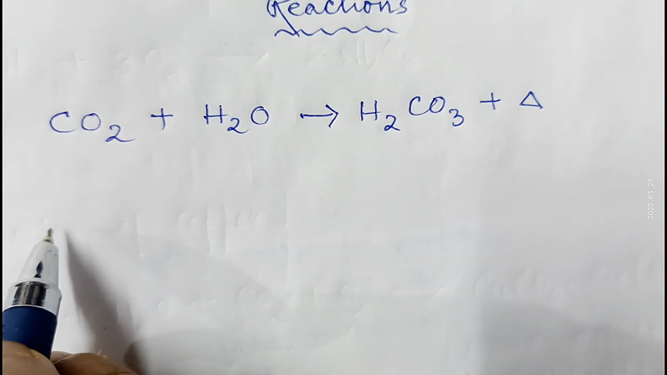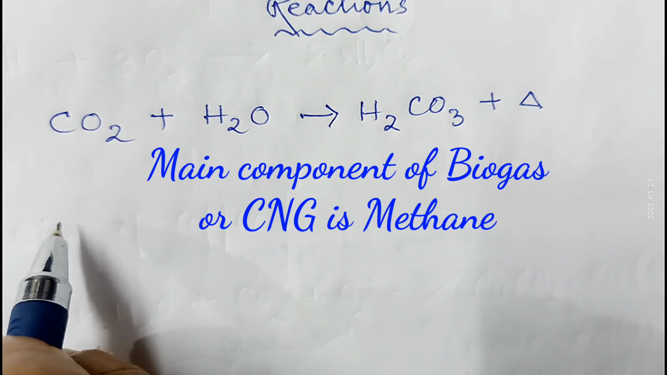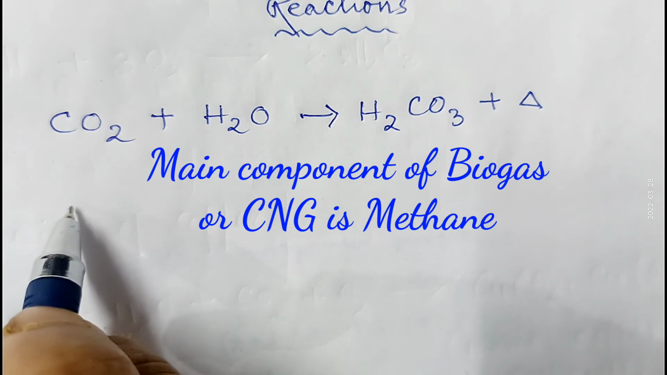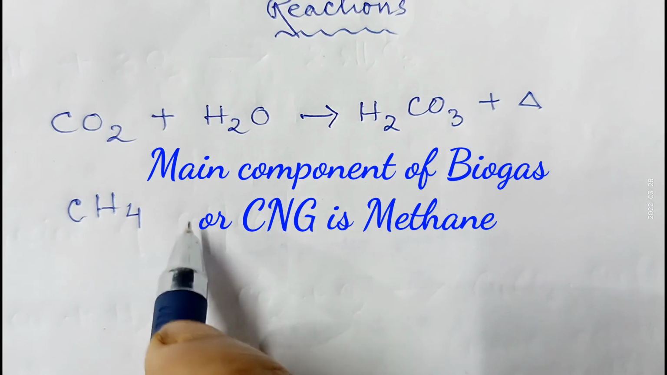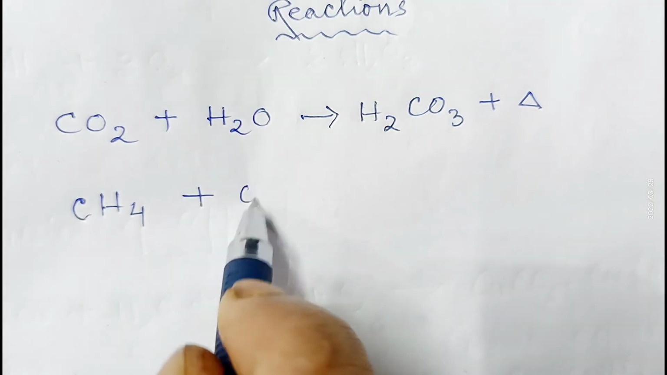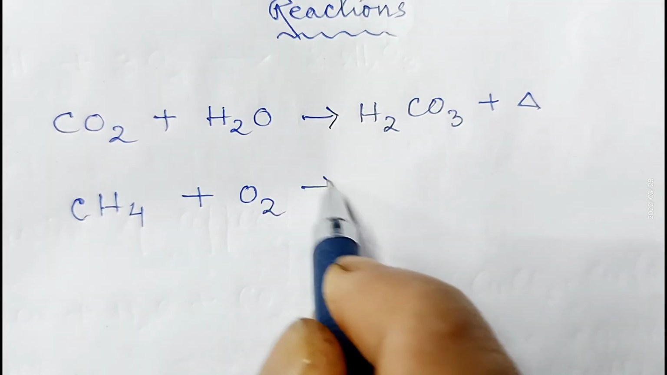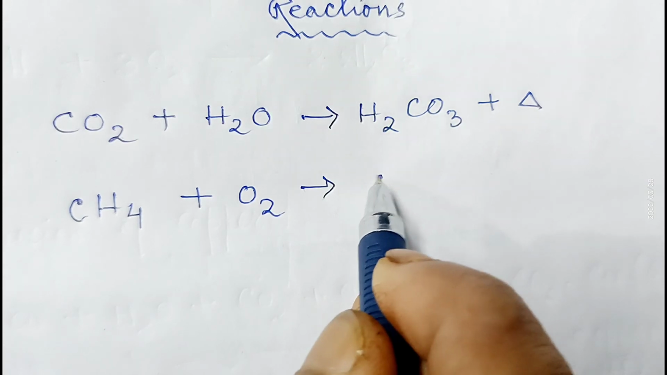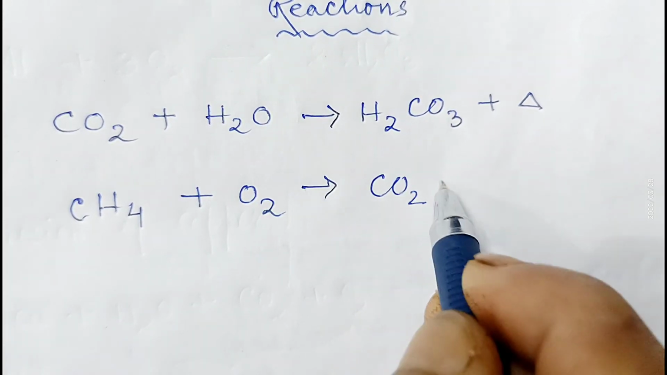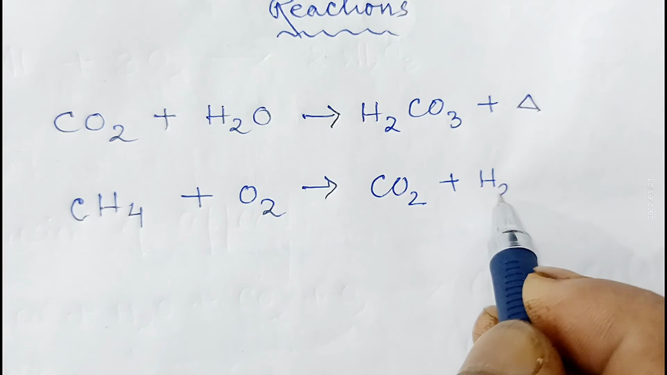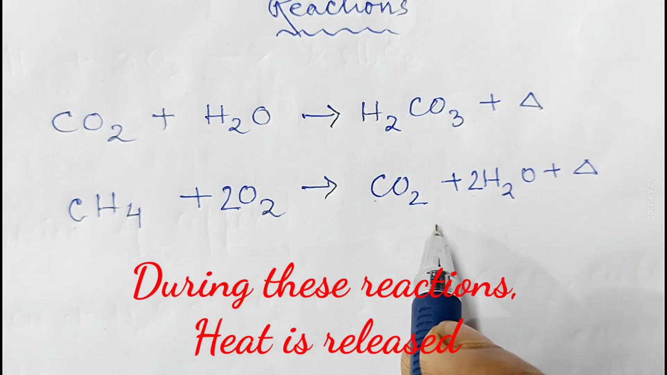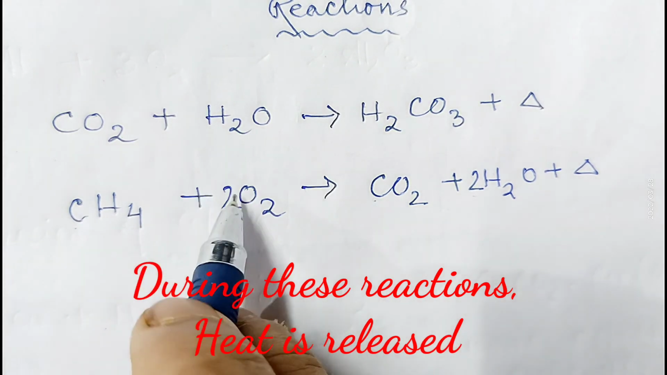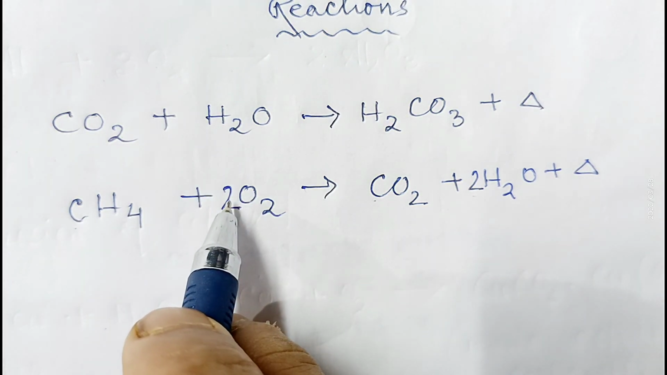Now we know the main component of biogas or CNG is methane. Formula is CH4. When methane is burnt, it reacts with oxygen, and during the process it releases carbon dioxide, water and some amount of heat. So during this reaction also heat is released. So these are examples of exothermic reaction.